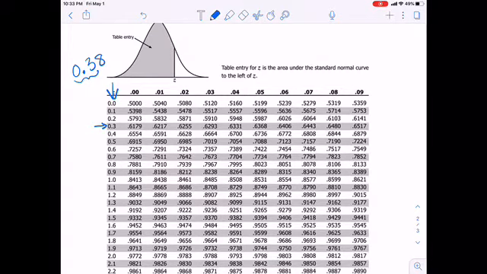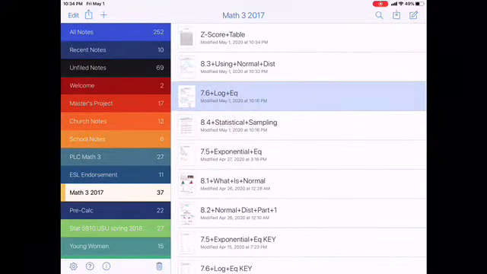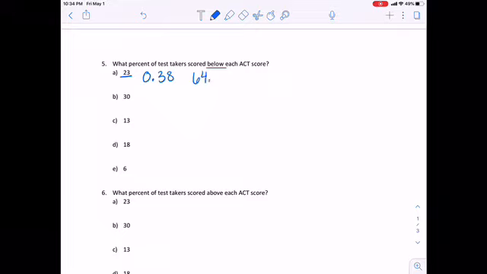Here it is. Then I'm going to go across until I get to the 8. So here's 0.30, here's 0.31, 0.32, and so on. We want 0.38. So here's the 0.8, and if I follow that down, I get this number right here, 0.6480. That tells me, if I bounce that decimal over twice, that 64.80% of students got a score lower than 23 on the ACT. So we can write that down: 64.80% of students got a score below 23 when they took this ACT.